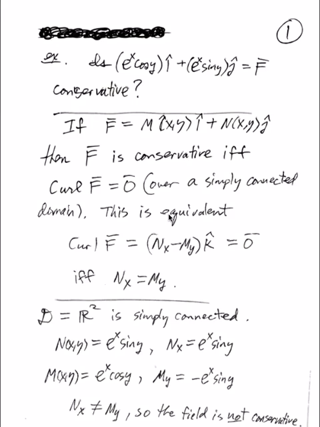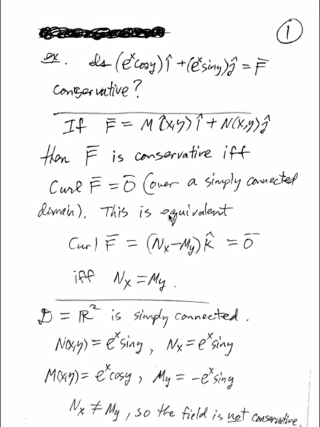Okay, let's continue our discussion of conservative fields here. Let's take this case. Is this particular vector field, F bar equals e to the x cosine y i plus e to the x sine y j, conservative? We've actually considered this before, believe it or not, but let's take a look at it.